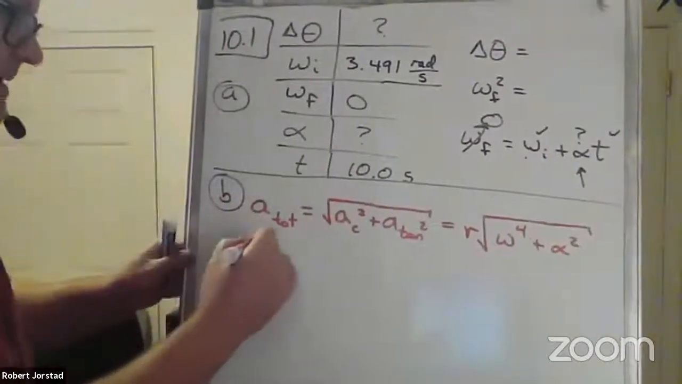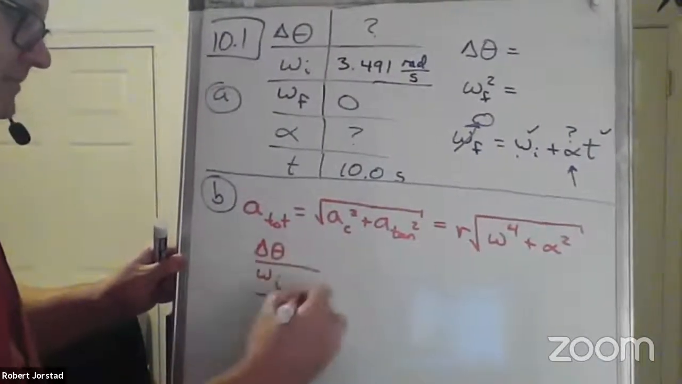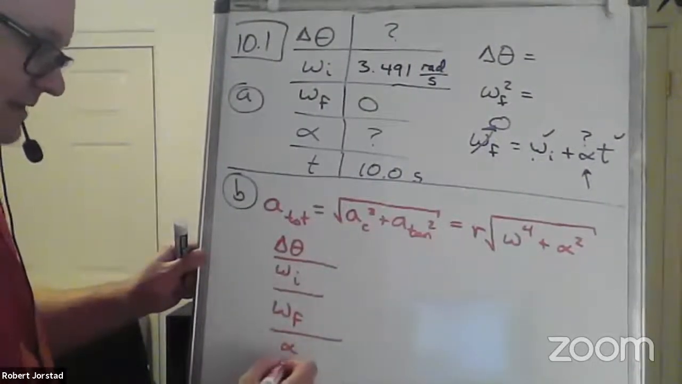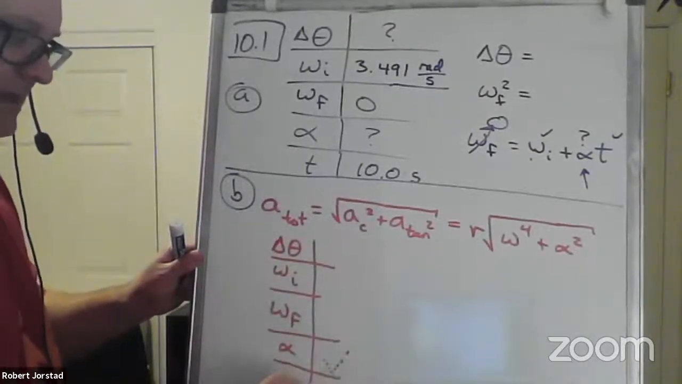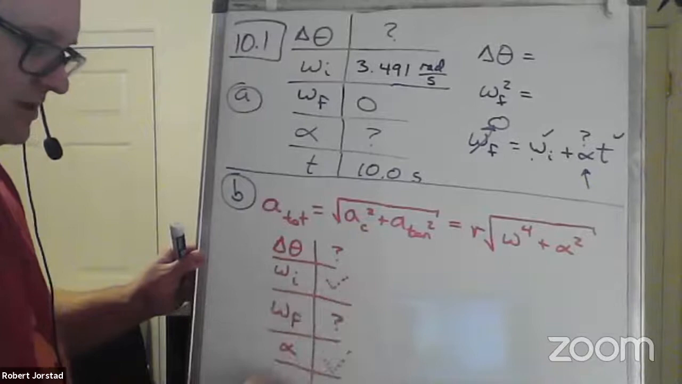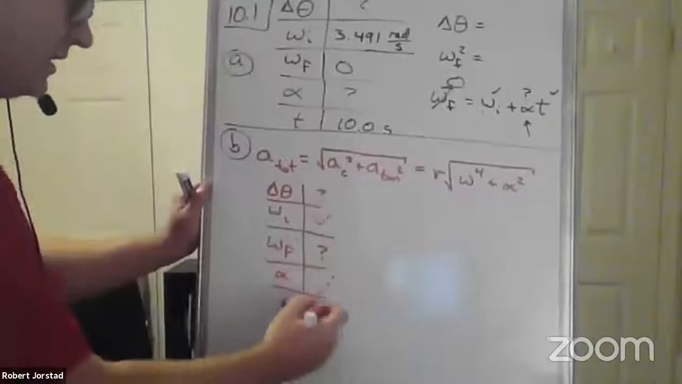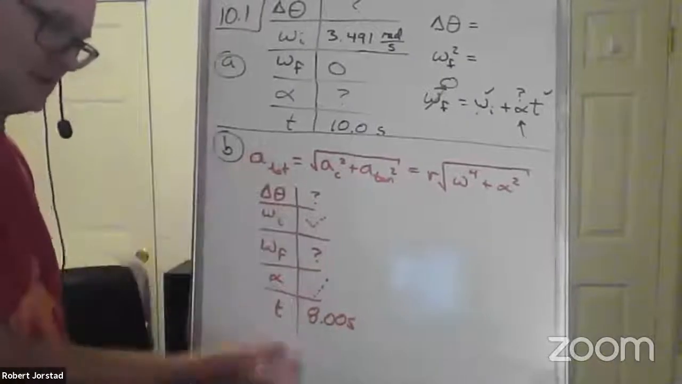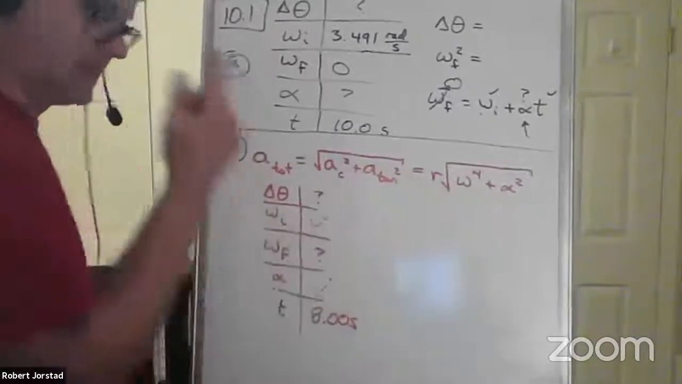Make a new set. We've got delta theta, omega initial. We've got that still. Omega final, we don't know that. We've got alpha. We do know that now because we figured this out from part A. Omega initial was given. We don't know this. We don't know this. But now the time we do know is 8.00 seconds. So what do we have to do? Do angular kinematics, figure out this omega, then shove that in, and then we've got it.